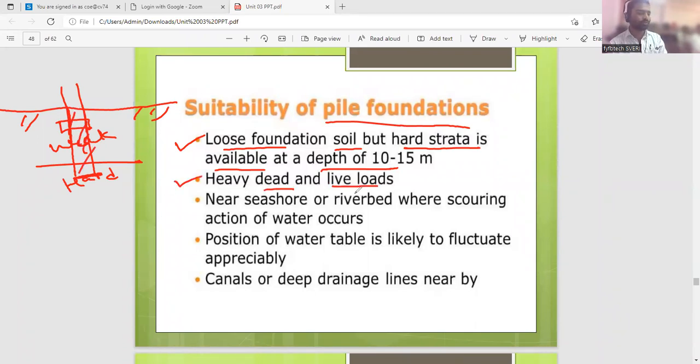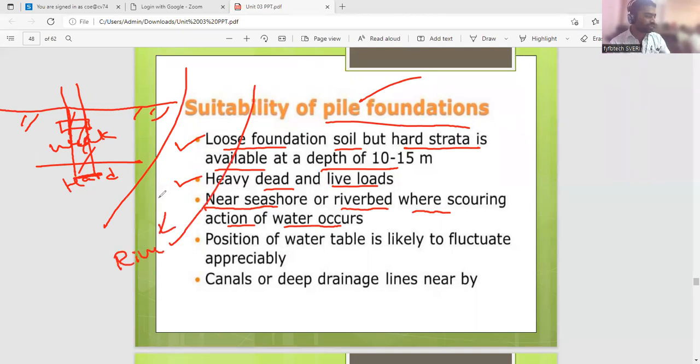Heavy dead loads and live loads: if the load on the structure is very heavy, you have to go for the pile foundation. Near the seashore or a river bed, where scouring action of the water occurs: if a river is flowing near the foundation, the soil is almost in contact with the water, so there is a chance that the soil gets compressed and the building settles. For this, what do we do? We have to provide the pile foundation.